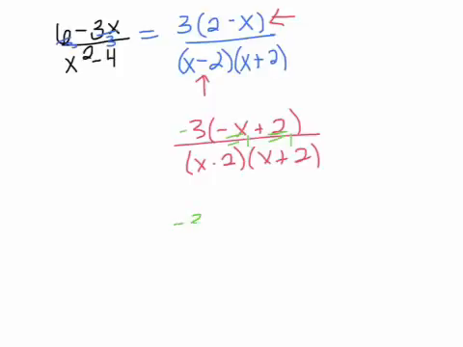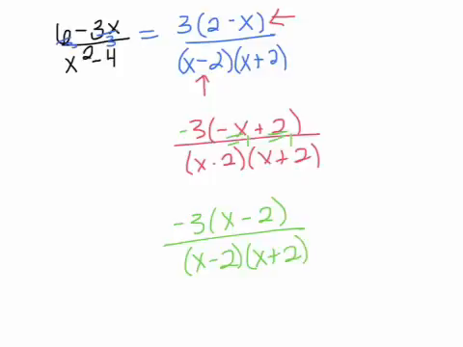So I have a -3 on the outside. I would have an x minus 2 over the quantity x minus 2, x plus 2. Does this help? Well, it sure does. Those can cancel, so my final answer is -3 over x plus 2.